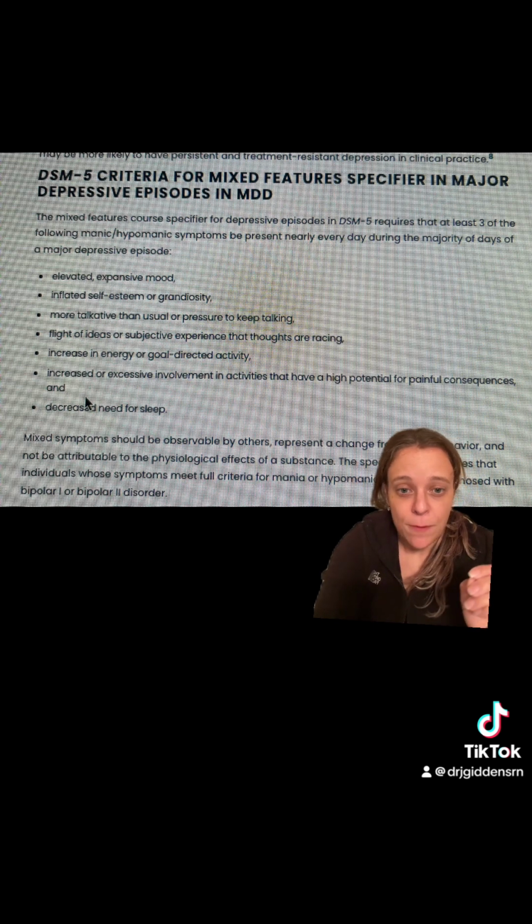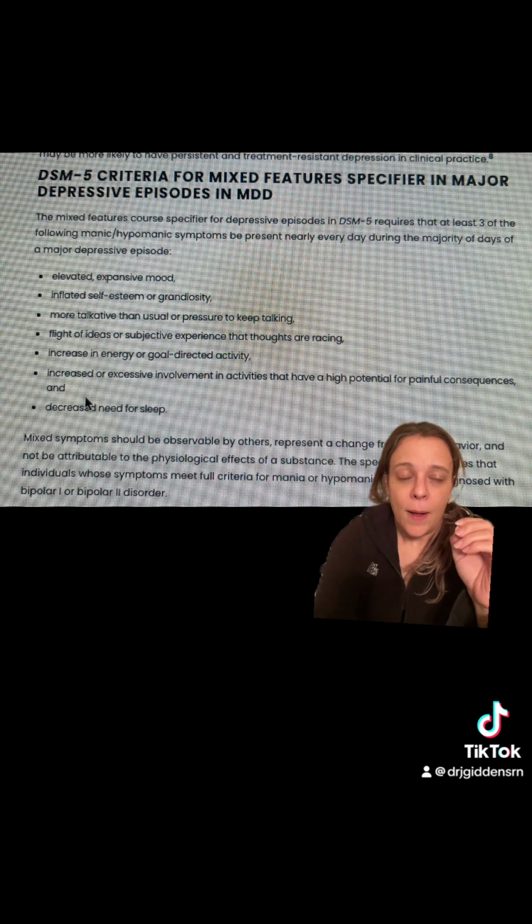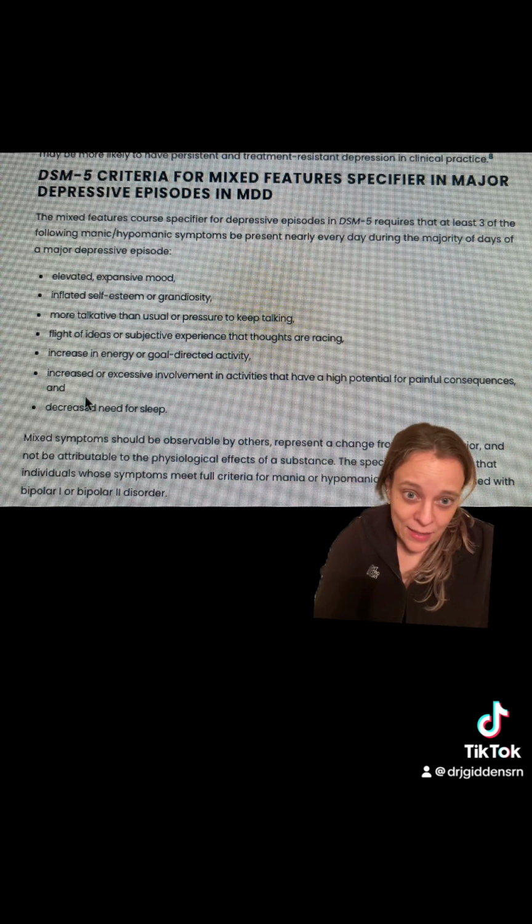Also decreased need for sleep. So remember though, with this, it's different from insomnia because patients that have decreased need for sleep are actually less fatigued. They're not really tired when they've lacked that sufficient sleep. So that also helps differentiate that.